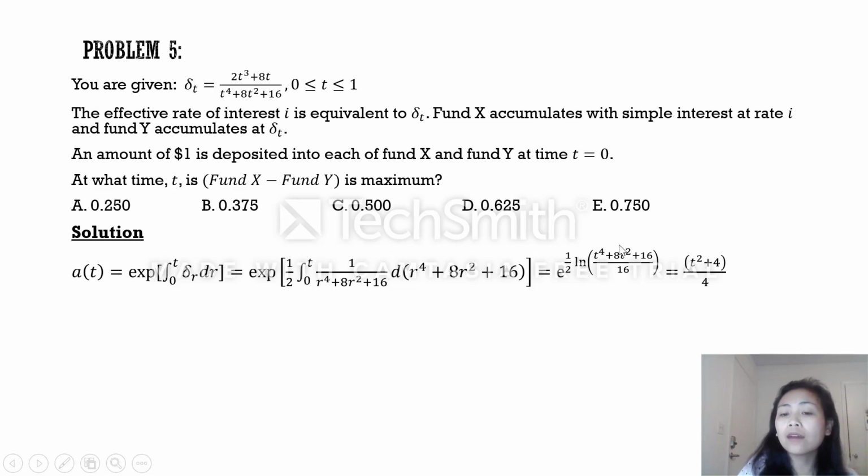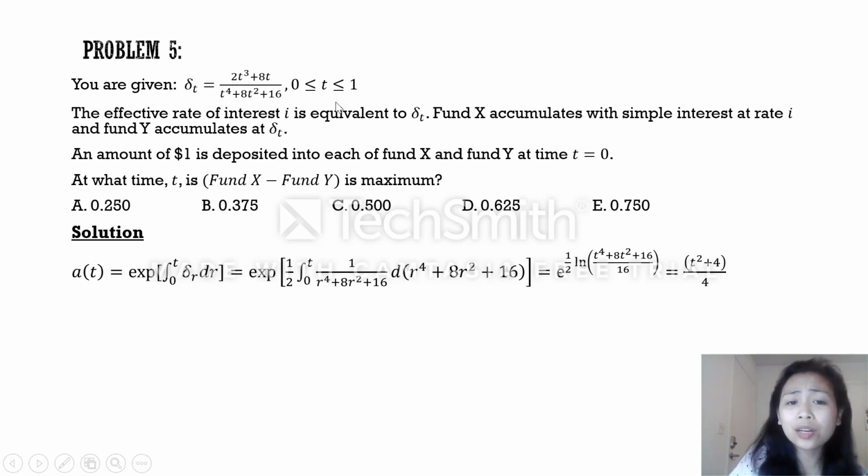So when we bring 1/2 into the natural log, we have t to the 4 plus 8t squared plus 16 over 16. Taking the square root, we have t squared plus 4, the whole thing divided by 4. So the accumulation function using the interest rate delta t is t squared plus 4 over 4. Now we are going to use this accumulation function to find the effective interest rate i.